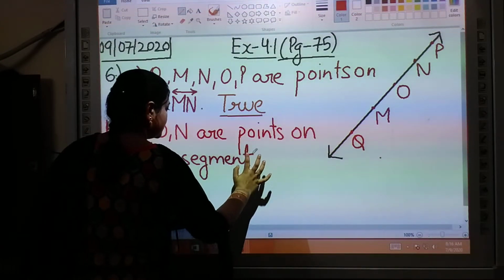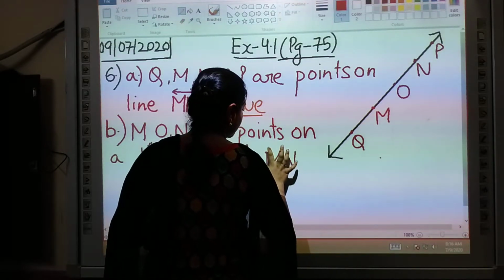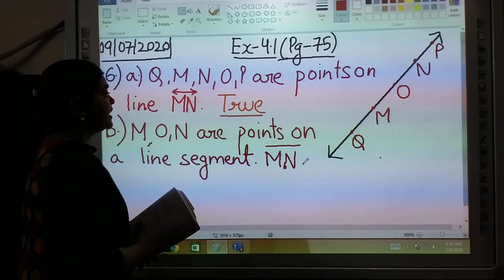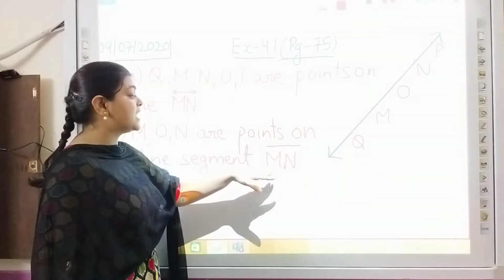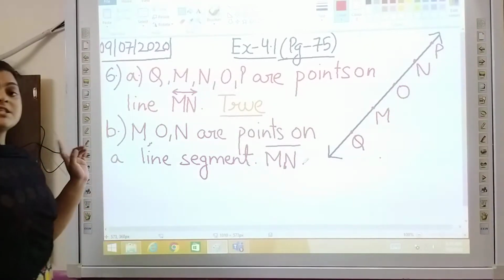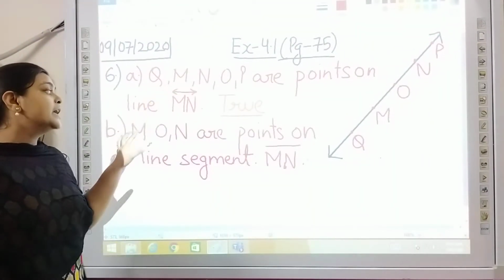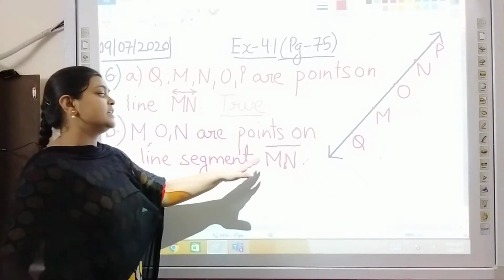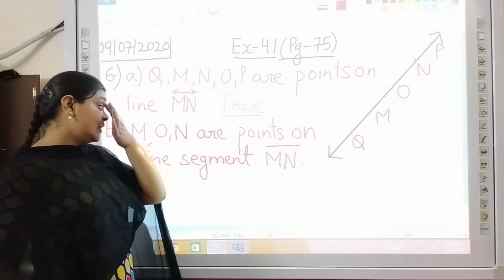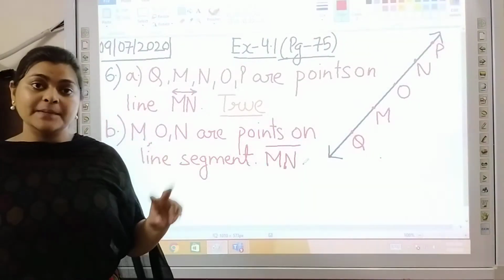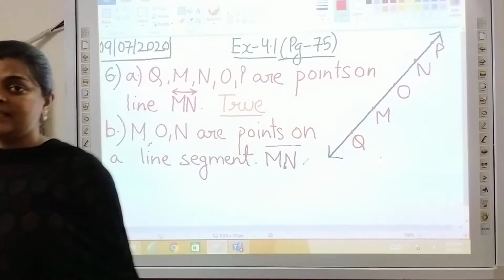So in the first question we were given MN as a line, and in the second question we are given MN as a line segment. आपको same points, first question में आपको MN एक line के रूप में दिया था, in second question it is given to us in the form of a line segment. So we can clearly see that इस same points को हम line segment भी consider कर सकते हैं, same points को हम line भी consider कर सकते हैं. Is that clear?